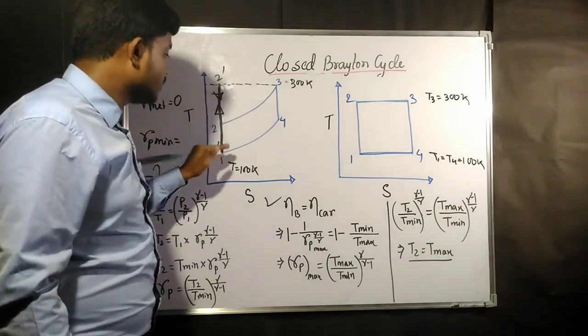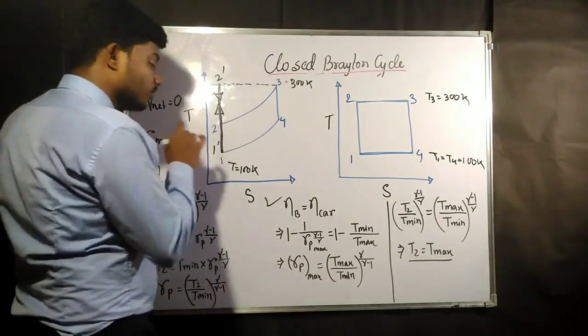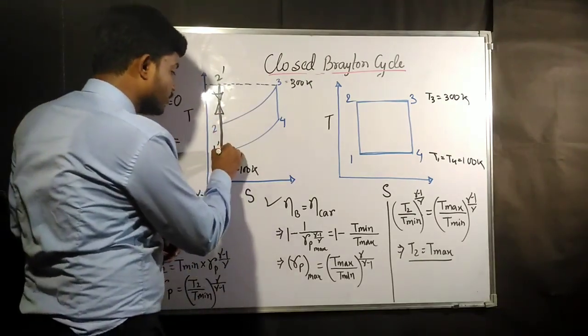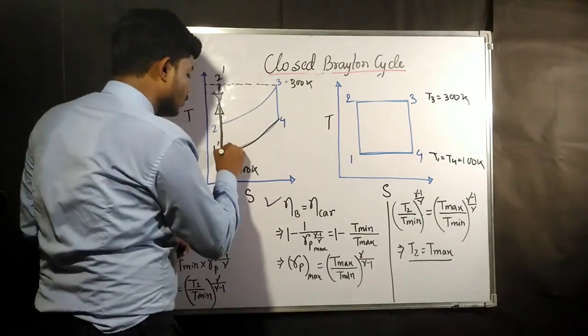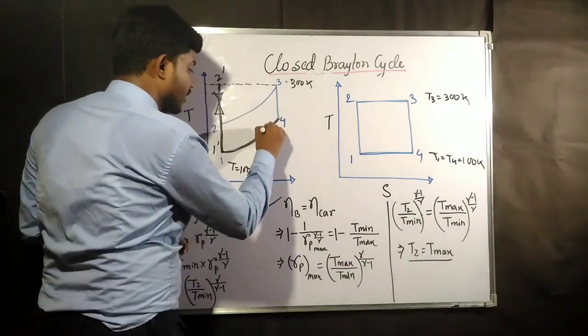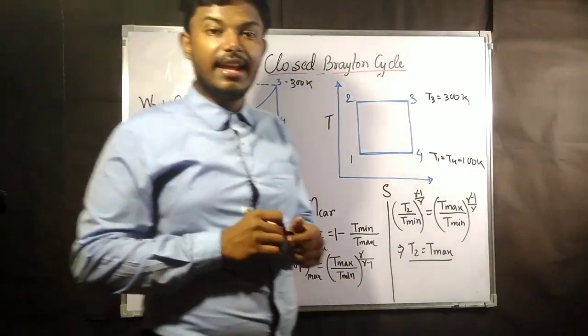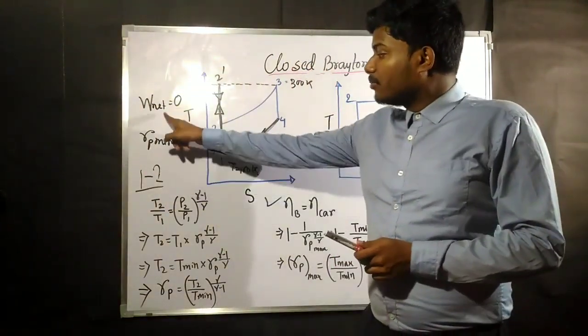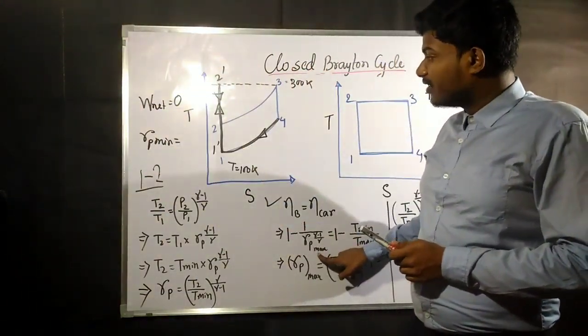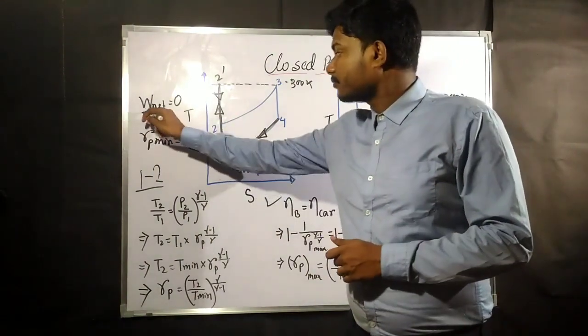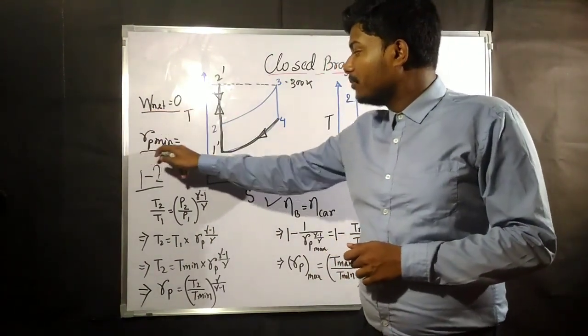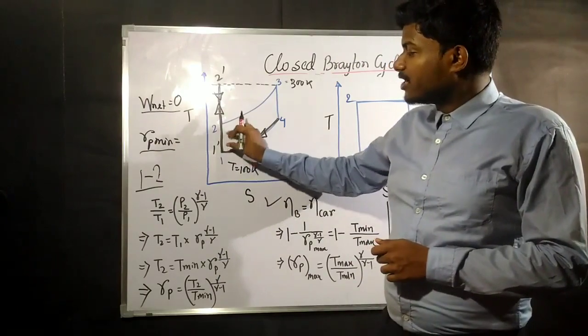It can come up to this only. Okay, so if you go for minimum pressure ratio, then what will happen? Then your cycle will go like this, and again it will come back like this. That means if you want to go for RP maximum, then your W net becomes 0. If you want to go for RP min, that means minimum pressure ratio.